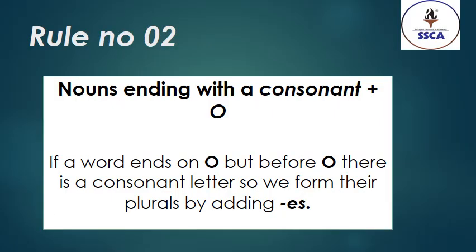So this is rule number 2. Nouns ending with a consonant plus o. Dear students, must remember we have many nouns which end on o. But before o, there must be a consonant. Consonant means except the vowels. So if the word ends on consonant plus o, their plurals will be made by adding es at the ending. Let's move on to have some examples.